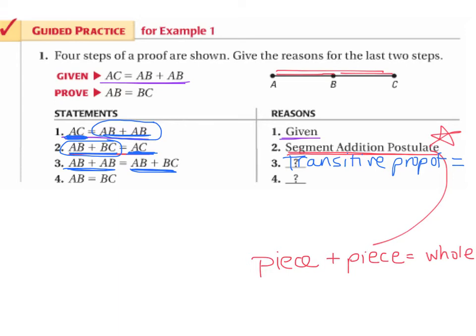Then you have to think of, just like we did with our two-column proofs before, what happened from step 3 to step 4. The part that they moved is all of a sudden one of these ABs are missing from each side, and it's because they subtracted AB from both sides of our equation. So because they subtracted, our reason is our subtraction property of equality, again, because we have our equal signs. And that's how they got to the final proof statement.